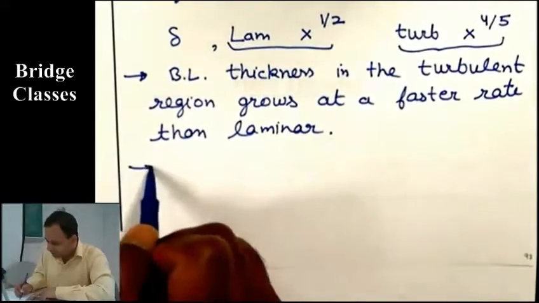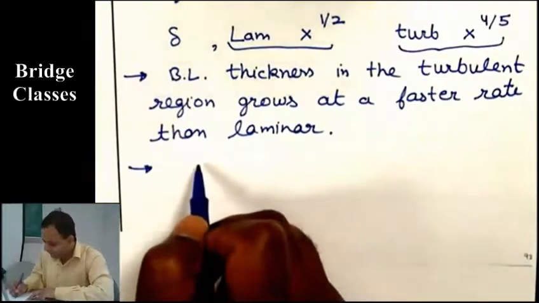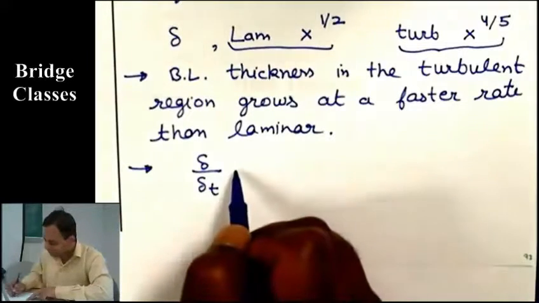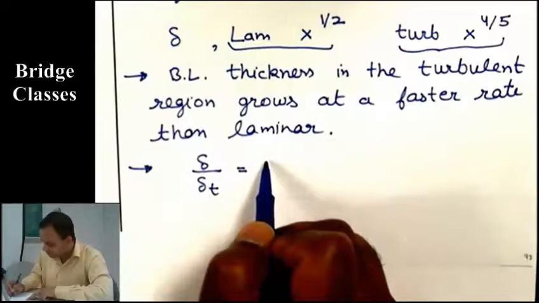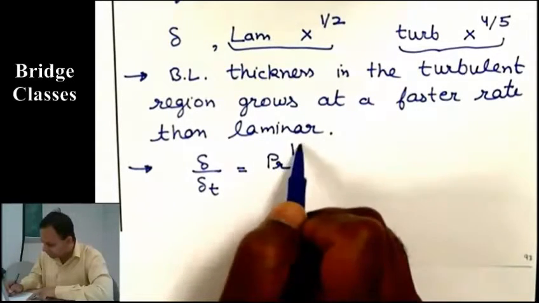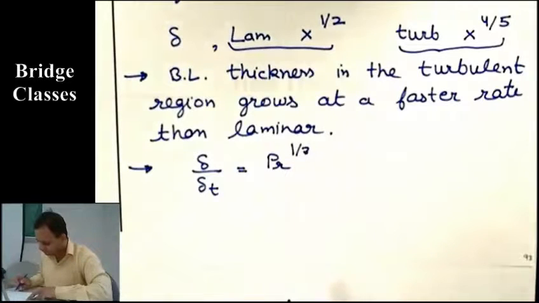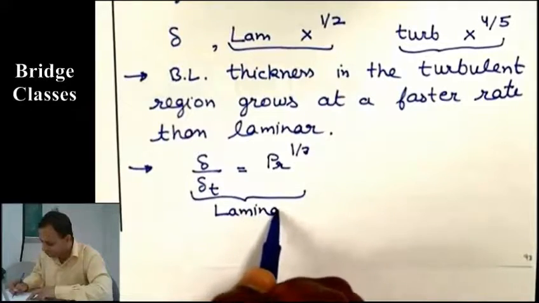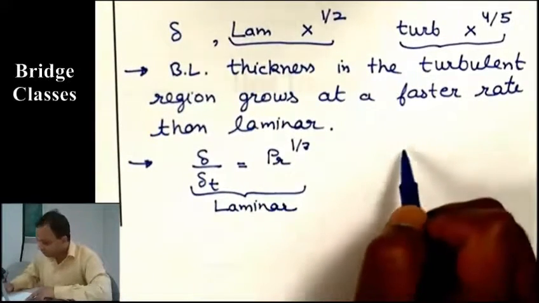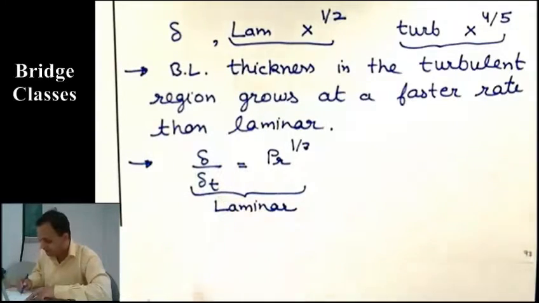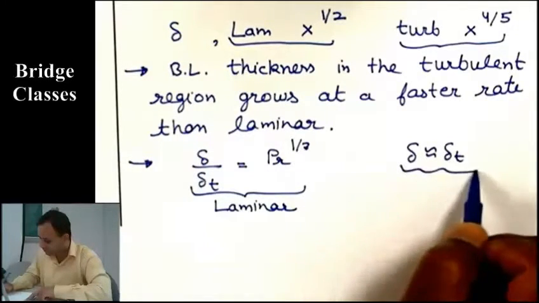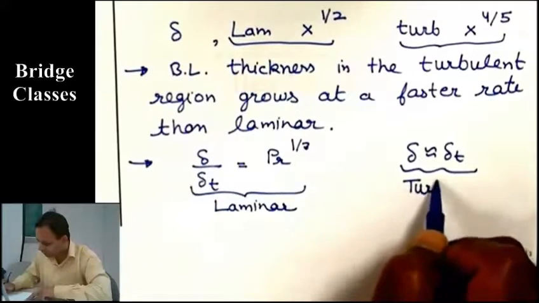And another point is, if we compare delta and delta t, the ratio of delta to delta t, we talked about this previously, this was Prandtl number to the power 1/3. Let's see if that is right. Yeah. It was Prandtl number to the power 1/3. This was for laminar. For turbulent flow, the difference between delta and delta t is much smaller. So you can say delta and delta t, okay, they are similar for turbulent flow.